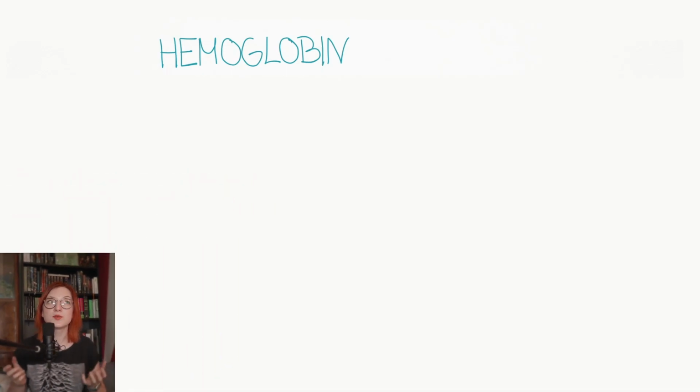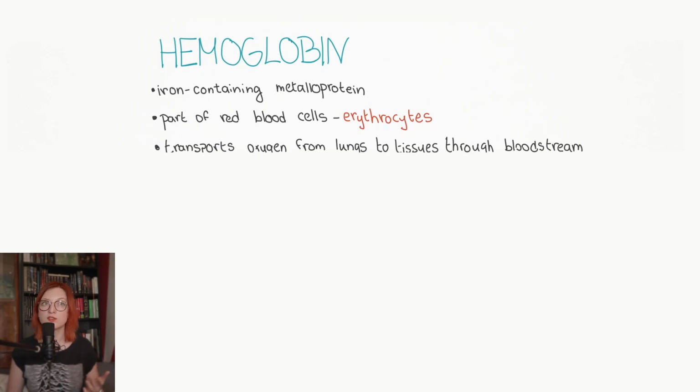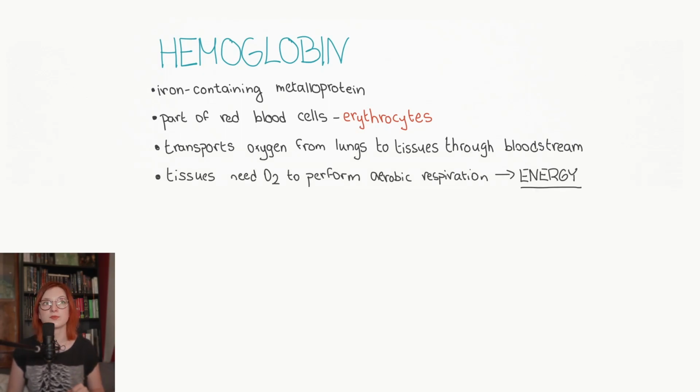Hemoglobin is an extremely important iron-containing metalloprotein which can be found in red blood cells we call erythrocytes. Thanks to hemoglobin, the oxygen we breathe is transported to tissues through our bloodstream. Tissues need oxygen to perform their metabolic activity. In particular, oxygen is necessary in a set of processes called aerobic respiration. During this process, the ATP, adenosine triphosphate, is created, which is the major energy storage unit in our body.